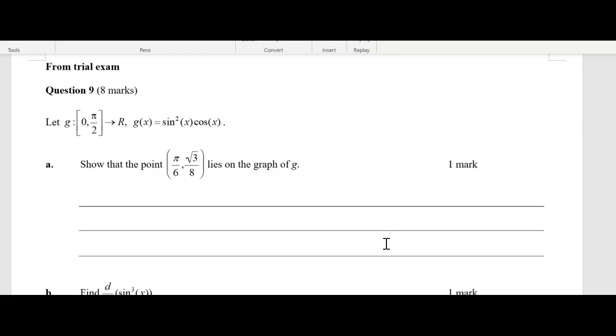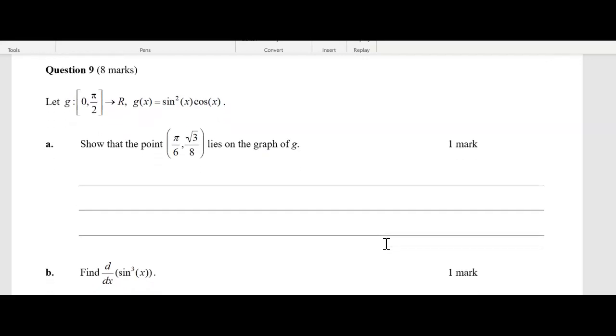Okay, so this one was done quite well. Show that the point lies on the graph of g. So I might just write this and then we'll move on to part b.